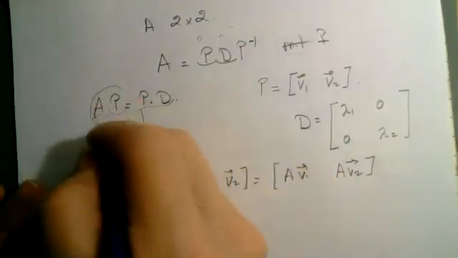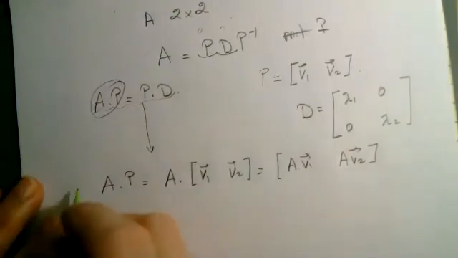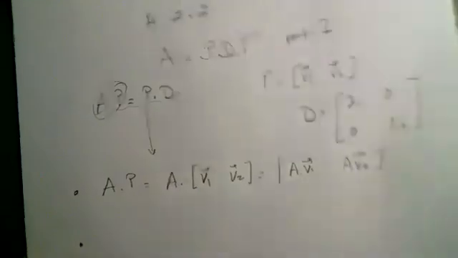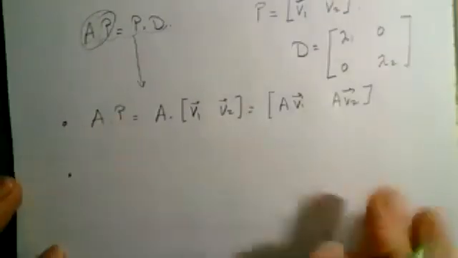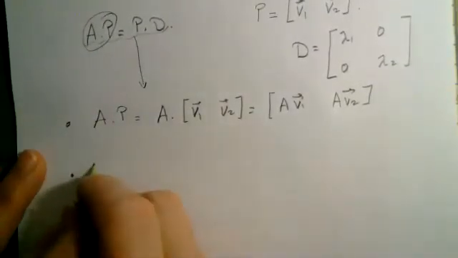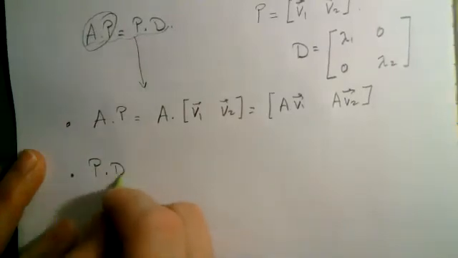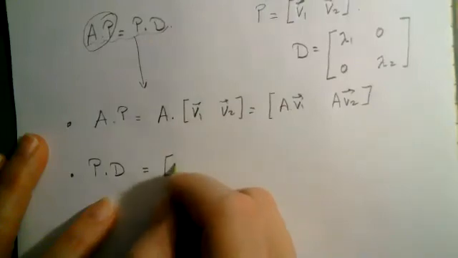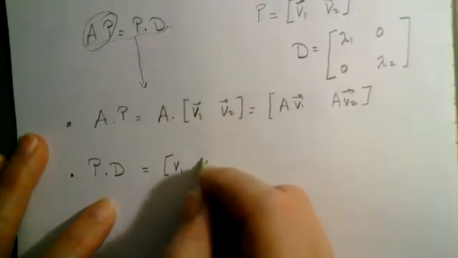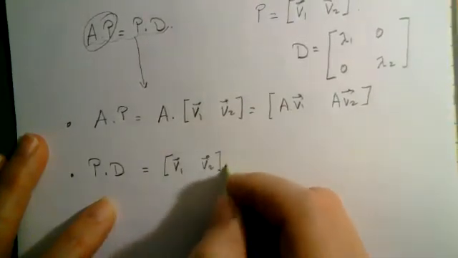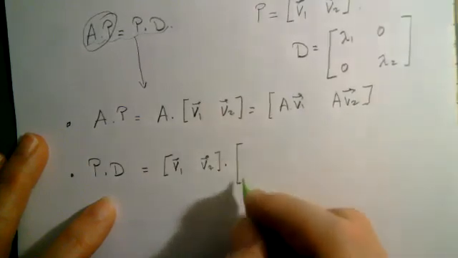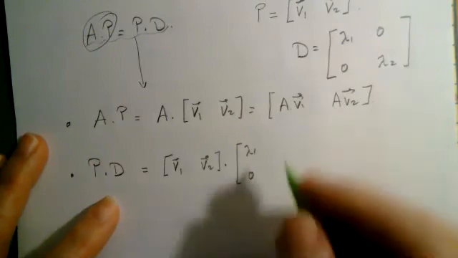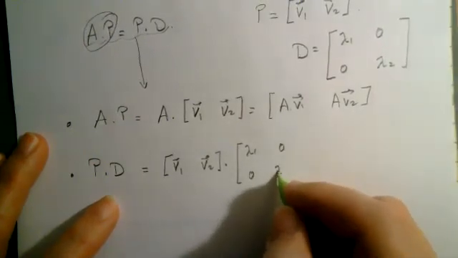So I computed AP. Now I'm going to compute P times D, and I'm going to set them equal to each other. The idea is to try to understand the picture a tiny bit. So what's P times D? P is the following matrix, V1, V2. And I want to multiply it by lambda 1, 0, that's my D, 0, lambda 2.